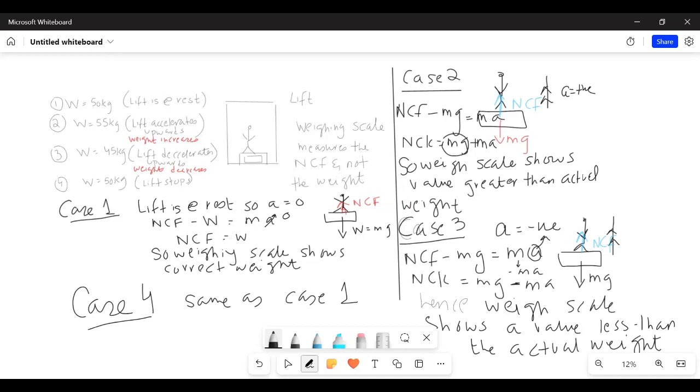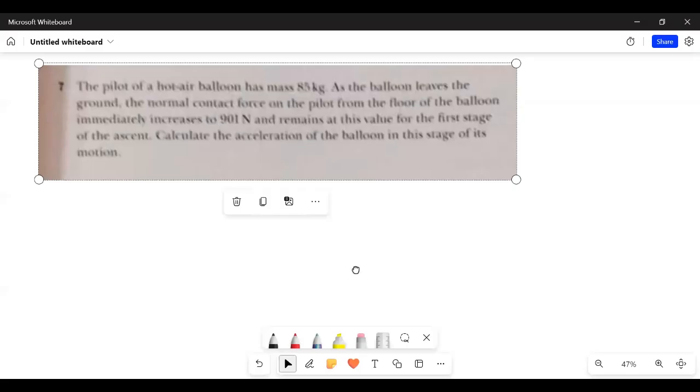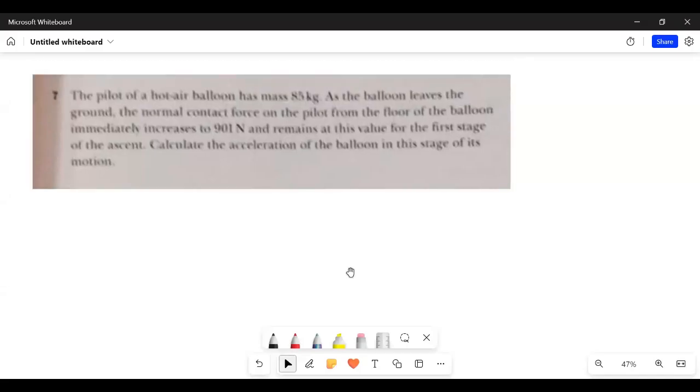All right, so we're doing questions related to or involving normal contact force today. The pilot of a hot air balloon has a mass of 85 kgs. As the balloon leaves the ground, the normal contact force on the pilot from the floor of the balloon immediately increases to 901 newtons.